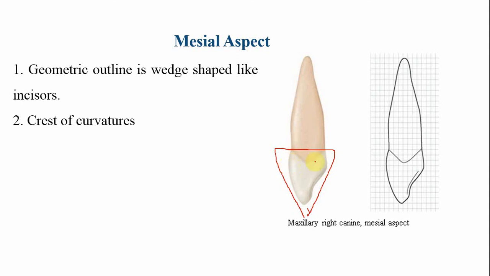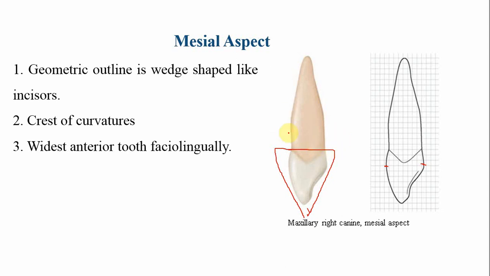Usually the crests of curvature, both labially and lingually, are also located in the cervical third, just like all other anterior teeth, but they are more incisally located compared to maxillary incisors. This is due to the presence of a well-developed middle labial lobe and lingual lobe. As you can see here, the cingulum is prominent and large. Also, the outlines, labial and lingual, are more curved and convex compared to the maxillary incisors.